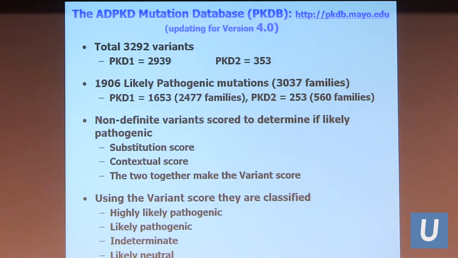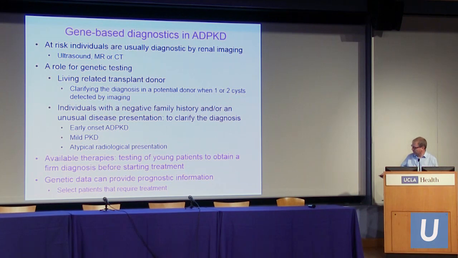A couple of things we do with the database: we try to score these variants to determine whether they might be significant using bioinformatic and contextual information from the family. And we also try to determine whether they're fully penetrant mutations. And I'll go on to talk about what I mean by that.